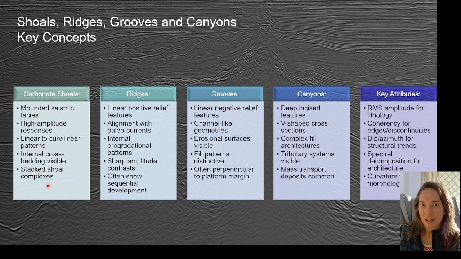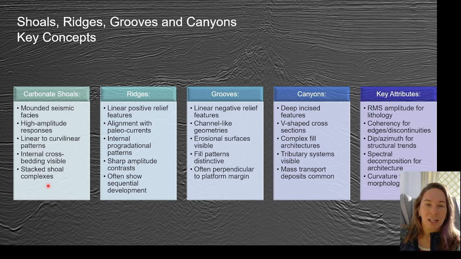Grooves tend to have that negative linear relief pattern. They could have channel-like geometries. Usually you could see the erosional surfaces. Again, it depends on your seismic quality. With canyons, they're deeply incised, like in that last example I showed you. They have that V-shaped cross section. We highlighted them in curvature as I showed in that example.